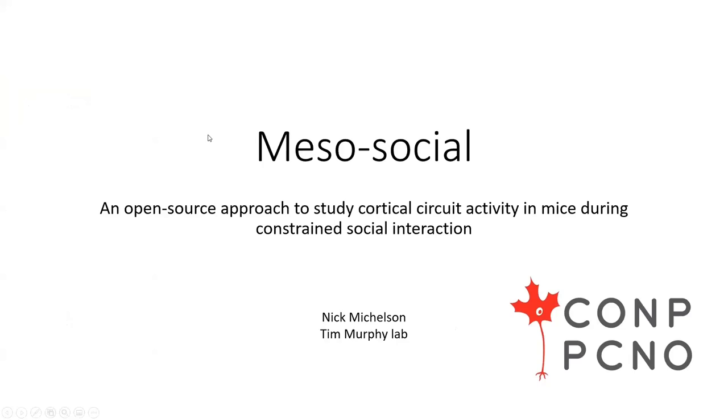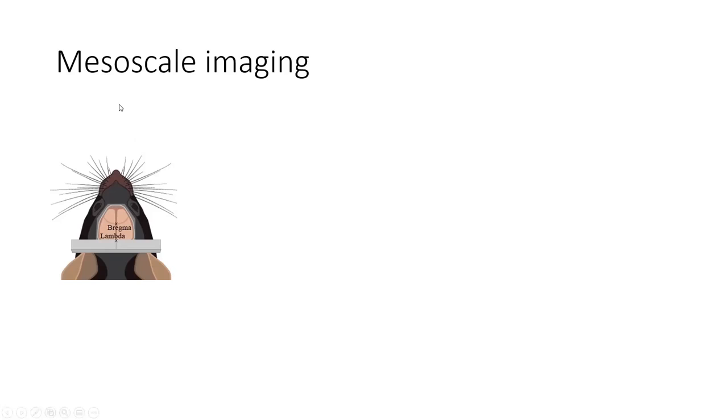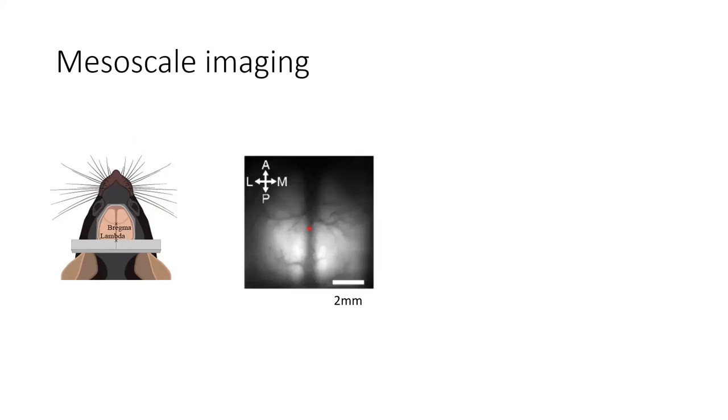It's an open source approach to study mesoscale cortical circuit activity in mice during a social interaction. So we're looking at mesoscale imaging in the lab. This is imaging through the skull. We're looking at GCaMP activity. And so this is an example of what these fluorescence images look like.